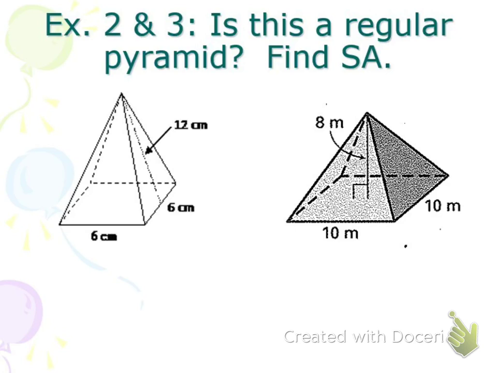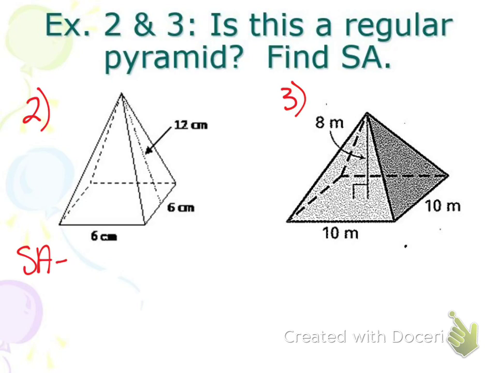On examples 2 and 3, they are asking if we have a regular pyramid and also for us to find the surface area. So on number 2, is this a regular pyramid? Yes. How do we know? It's a square base. Base is a regular polygon, so yes, it would be a regular pyramid. What about on number 3? Yes, again, its base is a square, so it's a regular pyramid.